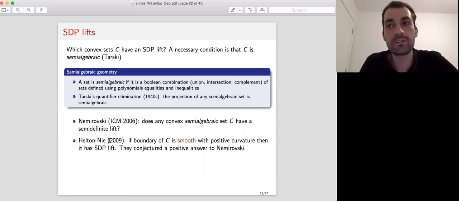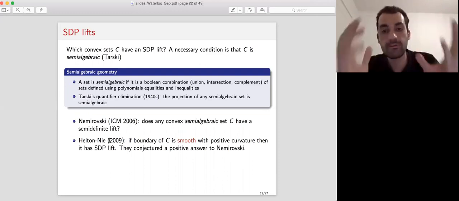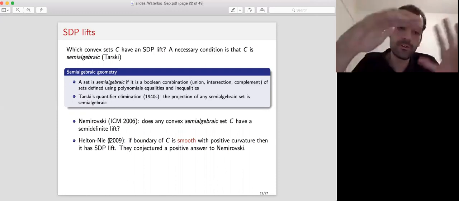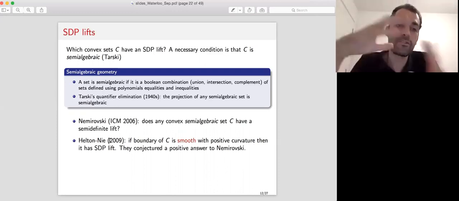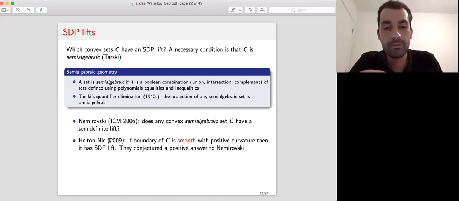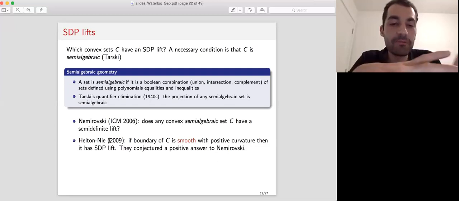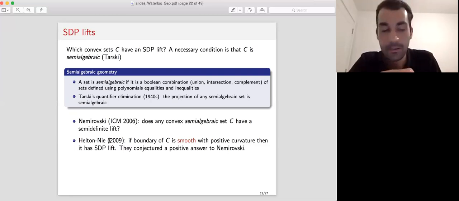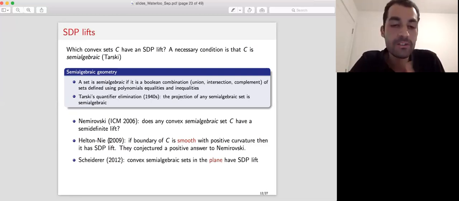They showed, for example, that if the boundary of my convex set is smooth enough and has positive curvature, then the convex set has an SDP lift. They have a couple of results, but they're all in the same direction, of the same flavor. And they conjectured a positive answer to Nemirovski's question. This became known in the community as the Helton-Nie conjecture, that any convex semi-algebraic set has an SDP lift.